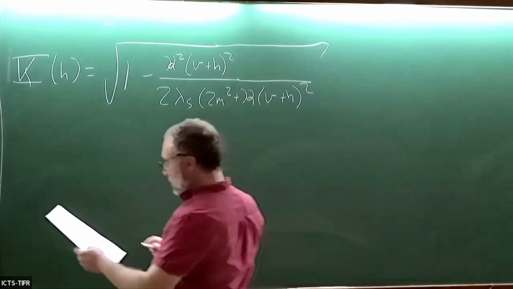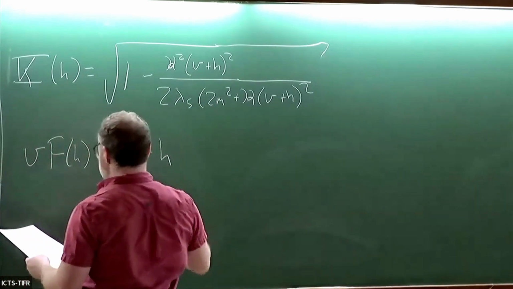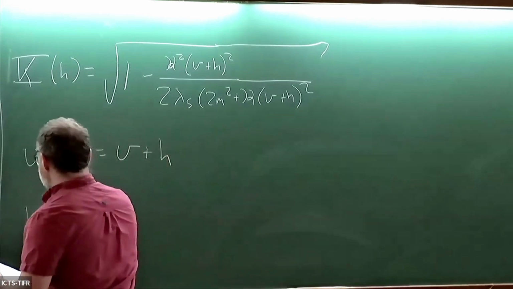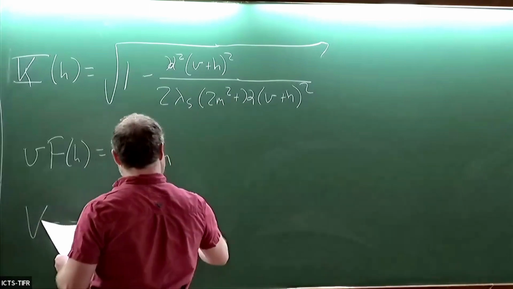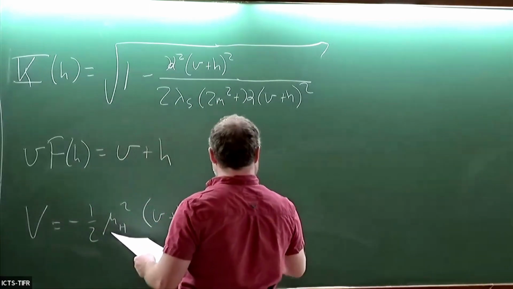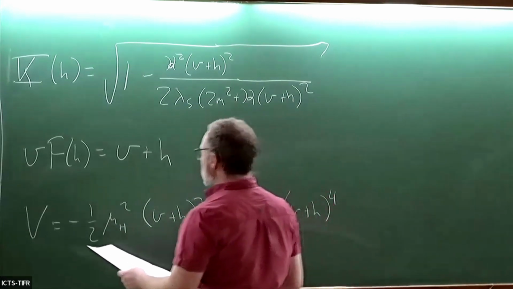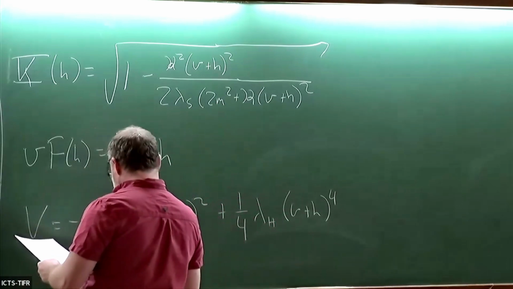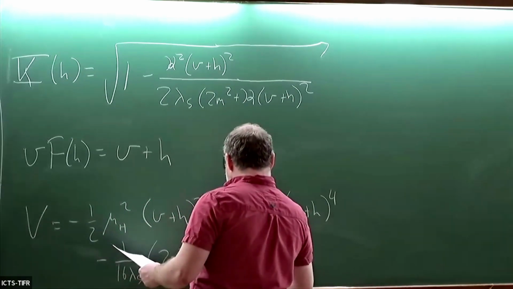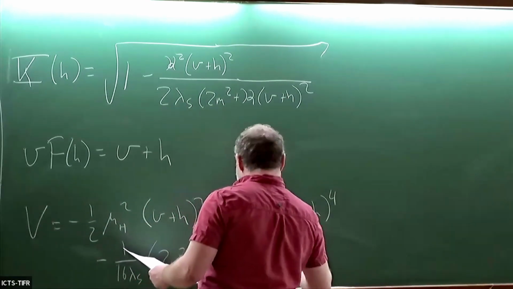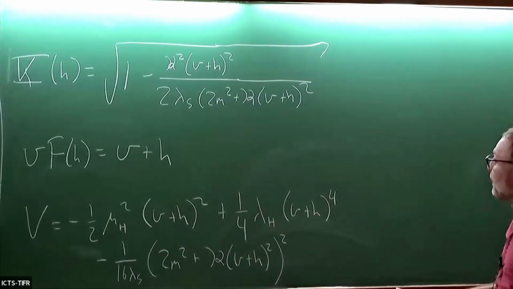Okay, V times F of H is just V plus H, and the potential V is minus a half mu H squared plus a quarter lambda H (V plus H) to the fourth minus 1 over 16 lambda S 2m squared plus kappa (V plus H) squared. Okay, and then from here, we derive R.